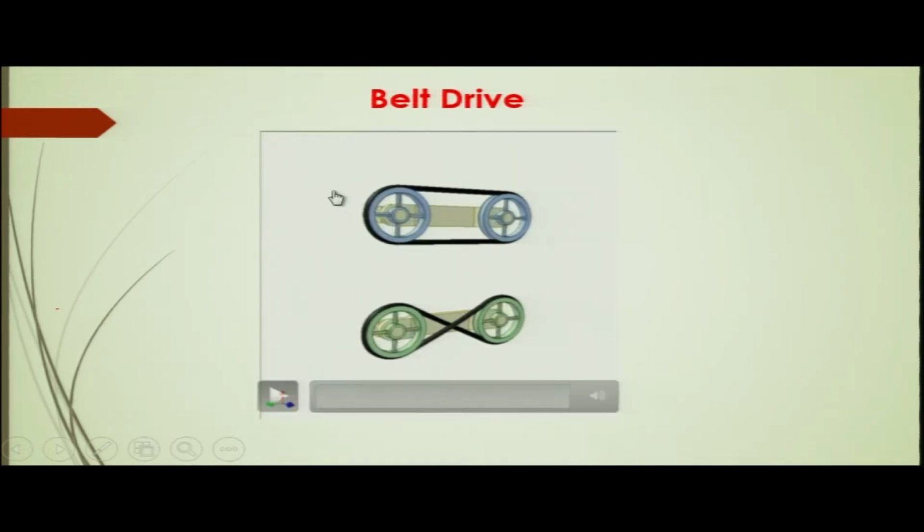Now, as you can see, the transmission is through a belt, and the belt is sitting on a groove of these pulleys.